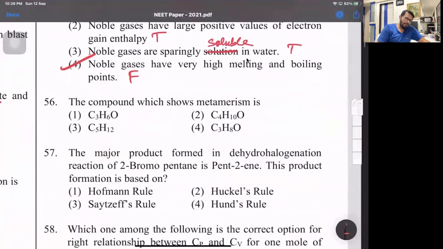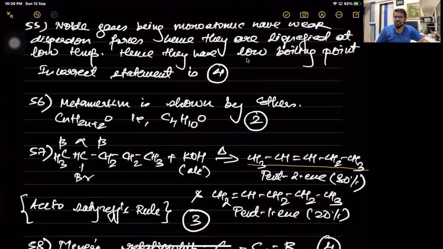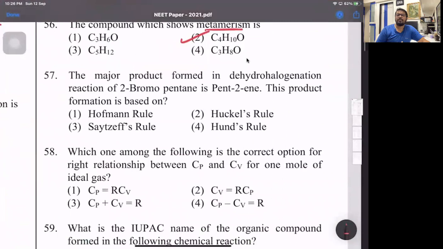Then the compound which shows metamerism. Metamerism will be mainly shown by compounds which have R and R dash. So here the compounds we are talking about are nothing but ethers. So that's going to be C4H10O, that is CnH2n+2O. So look at that, 56th one, metamerism is shown by ethers. So 56 is 2.